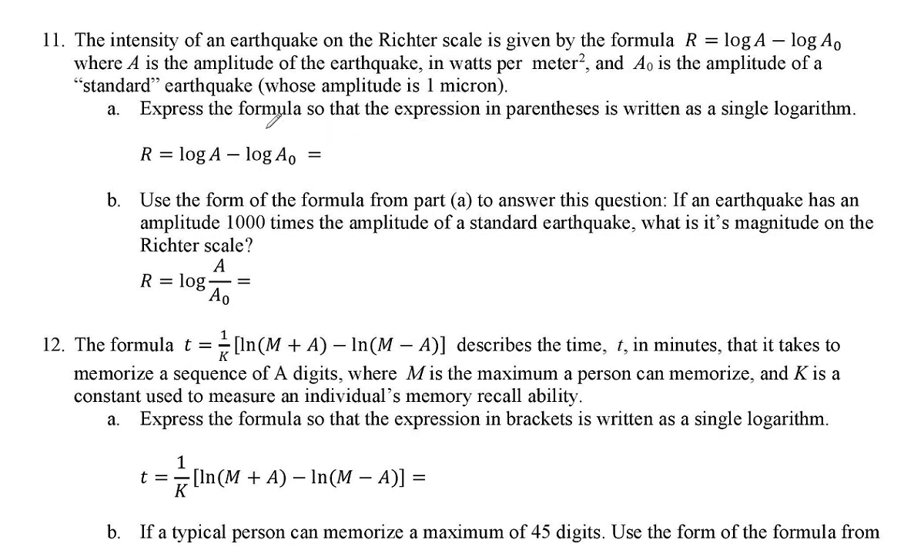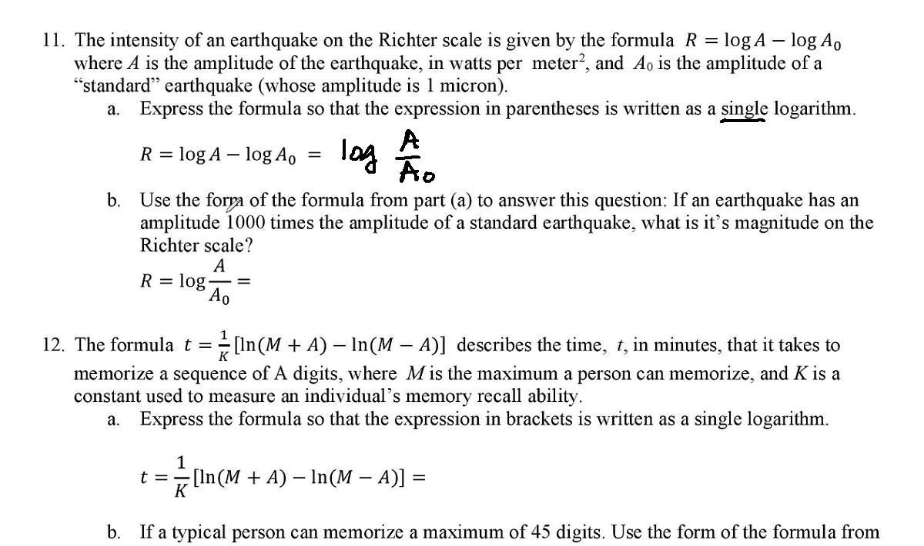So we want to express the formula so that the expression in parentheses is a single log. So they want us to combine things. So we've got subtraction outside, that's going to be equal to division inside. So we can just write this as log of, and this will be top and bottom, A divided by A0 inside the log. So that one's combined.